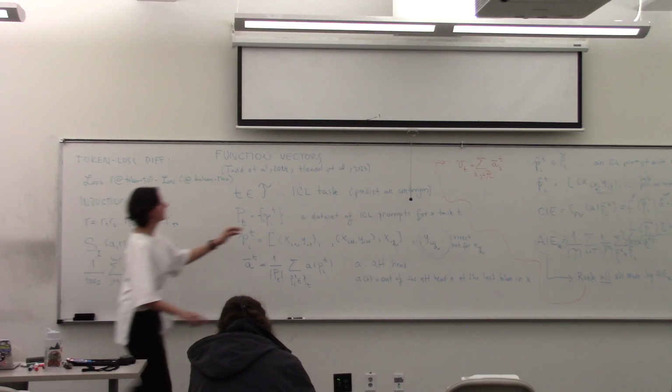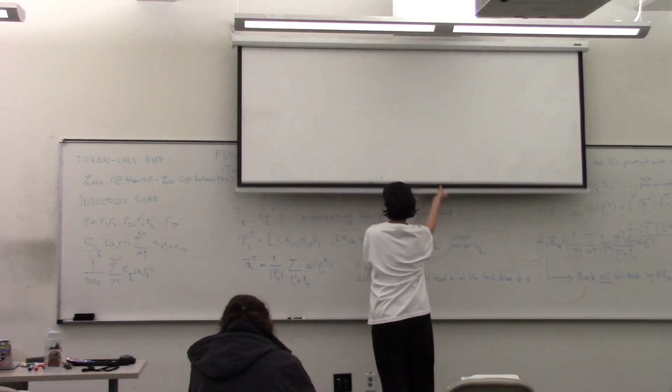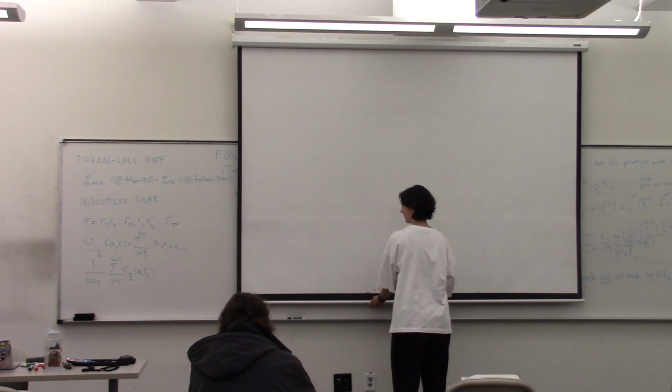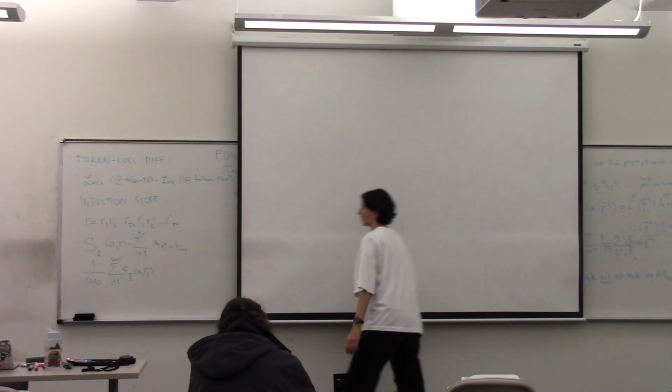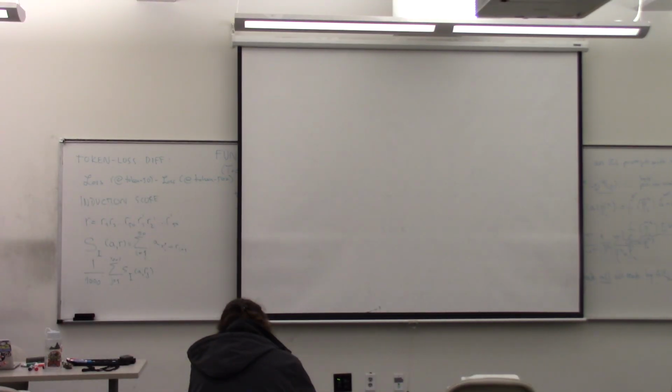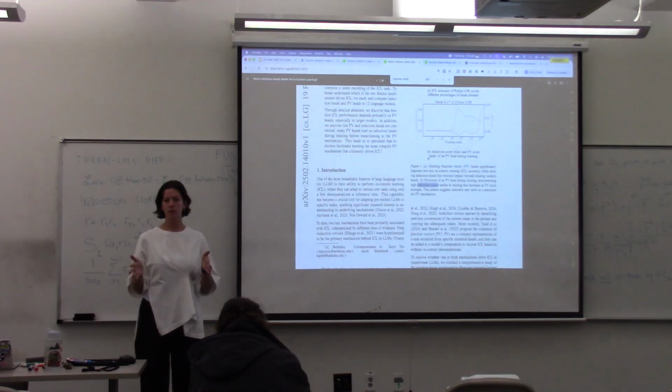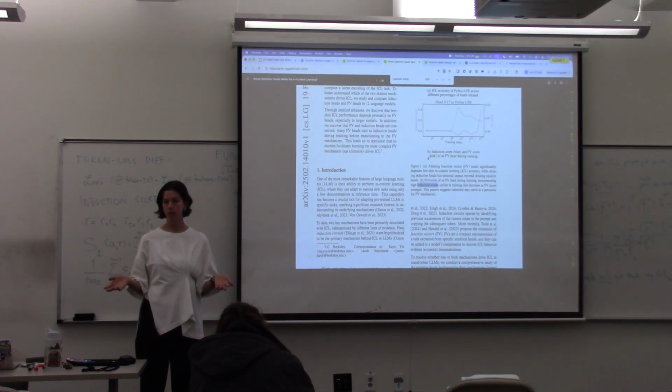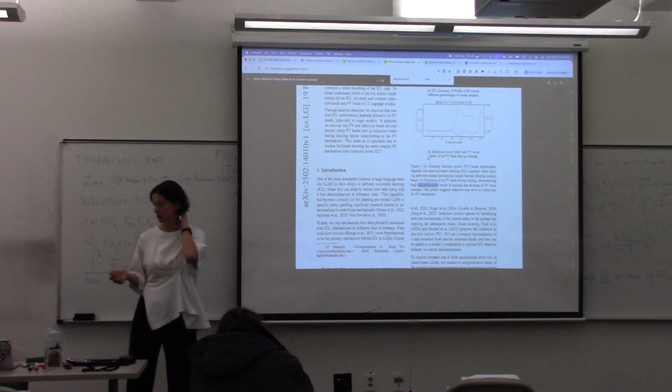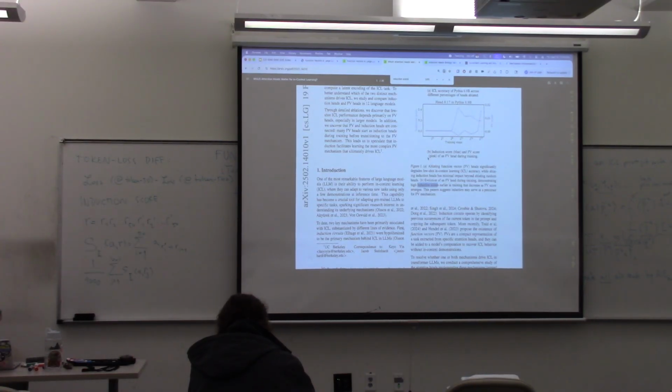Okay, let's get back to their results. In-context learning accuracy is just, if I have an in-context learning prompt, how well I solve the task, right? It's just the accuracy of the prediction.